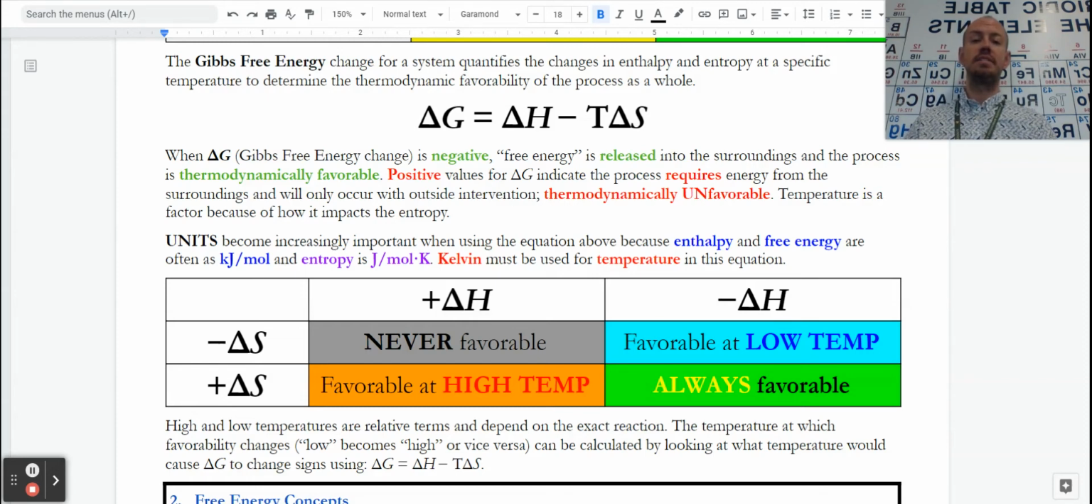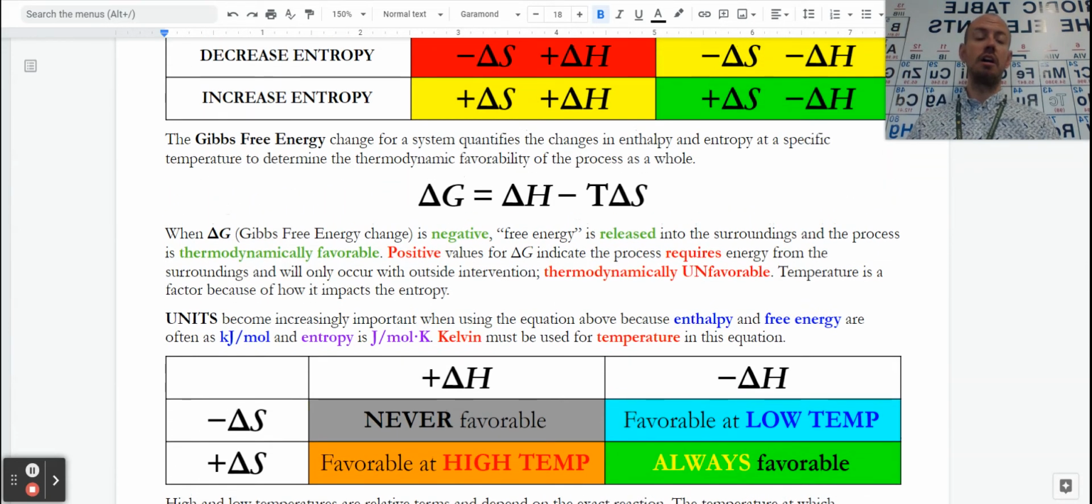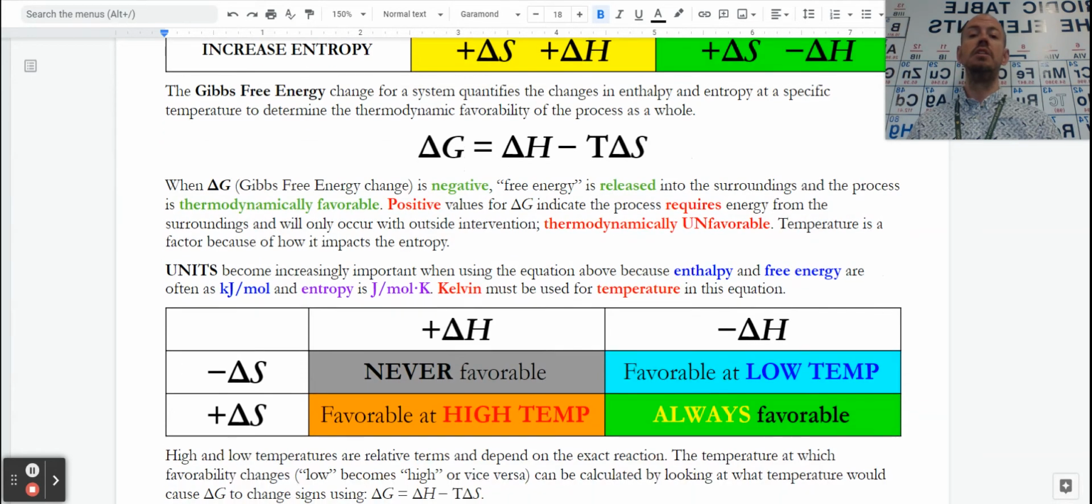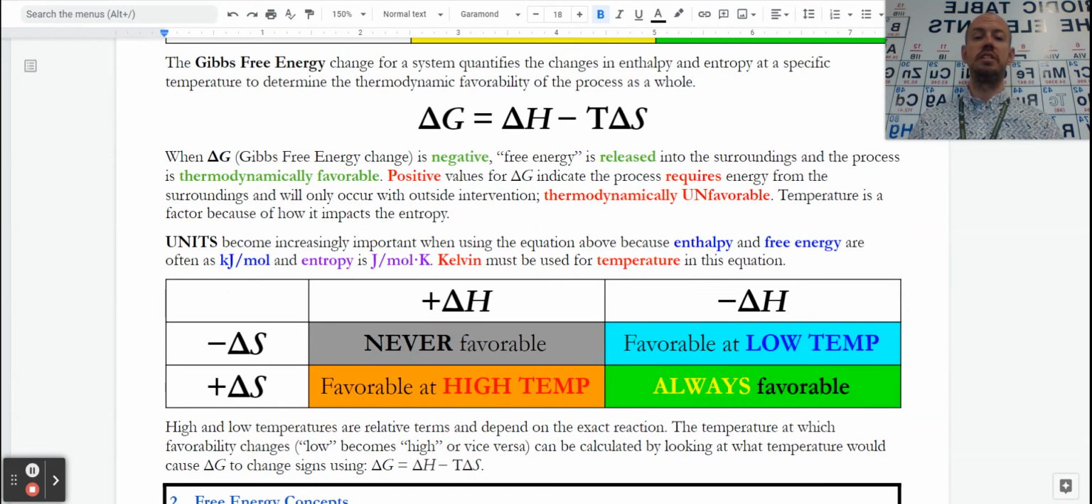For a reaction that has a negative right here on my delta H, but a negative right here, that higher temperature, negative and negative, this becomes more and more positive, making my delta G less and less negative. So this is most favorable at low temperature. With both of these charts, there's going to be a temptation to memorize this chart and that chart, but it's going to be a lot more practical to just know when and how to use this equation.